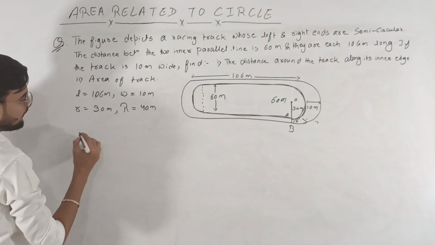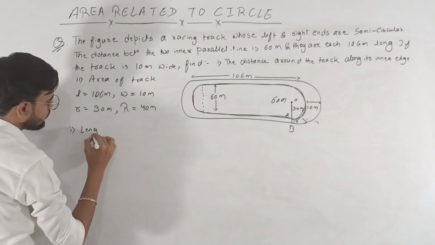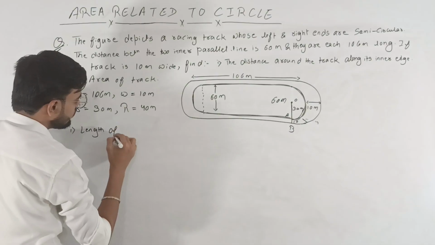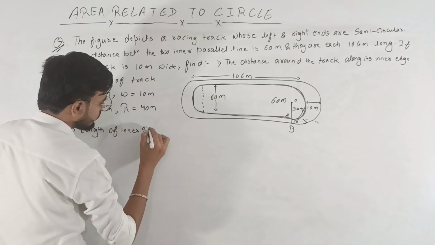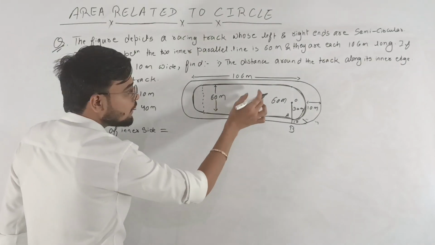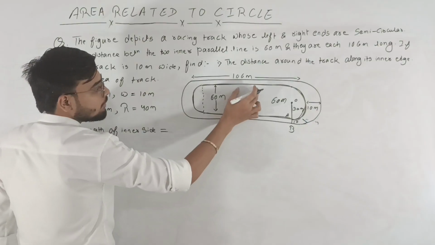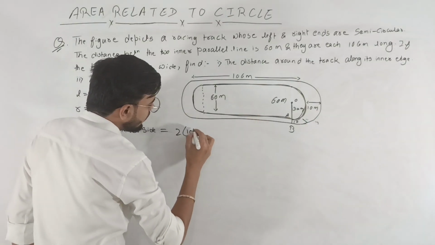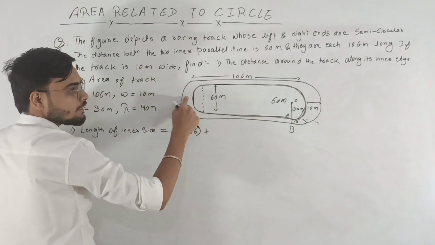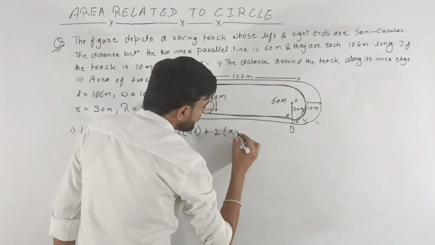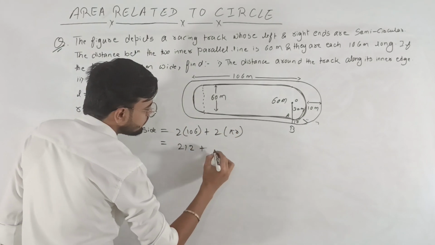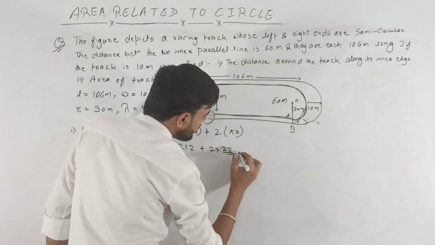Okay. So we find the length from the inner side. So the length of the inner side is equal to what? 2 into this length, that is 106 meter. Why 2? Because this one is 1 and this one is 1. So 2 into 106. Now plus, we have two semicircles. First one is this end and second one is this end. So 2 into pi r. So 6 2s are 12 and 2 1s are 2, plus 2 into pi, which is 22 upon 7, into r.